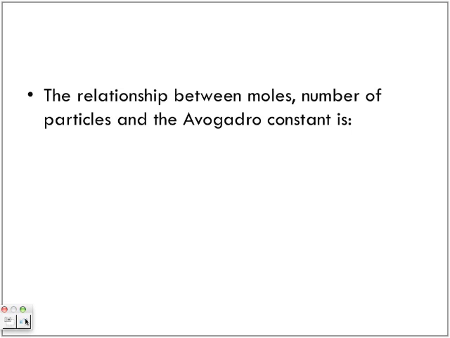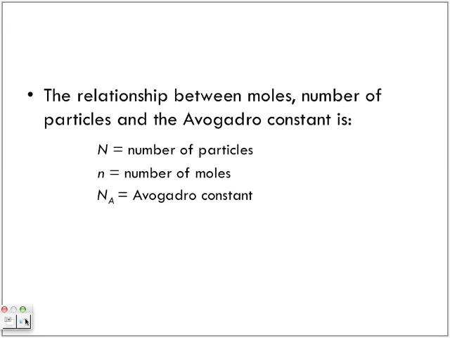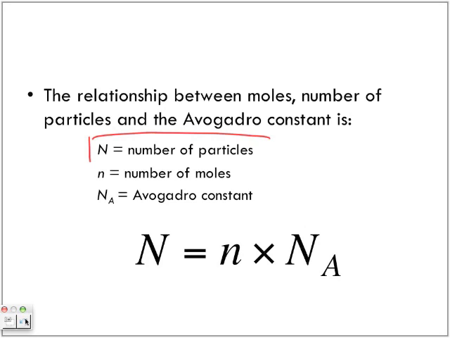The relationship between moles, number of particles, and the Avogadro constant is as follows. We're going to use the following letters: capital N, number of particles; lowercase n, number of moles. As we said already, the N with the subscript A represents the Avogadro constant. That's 6.02 times 10 to the power of 23. And there is the formula that we use. This is only to find the number of particles.